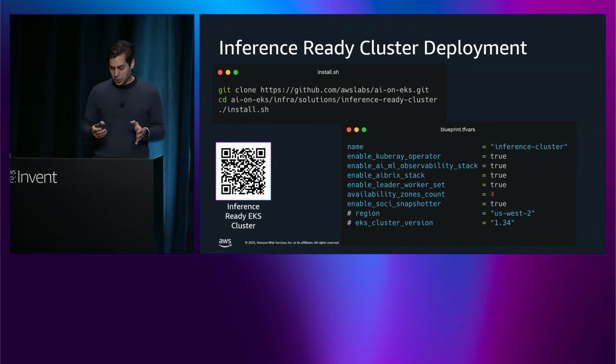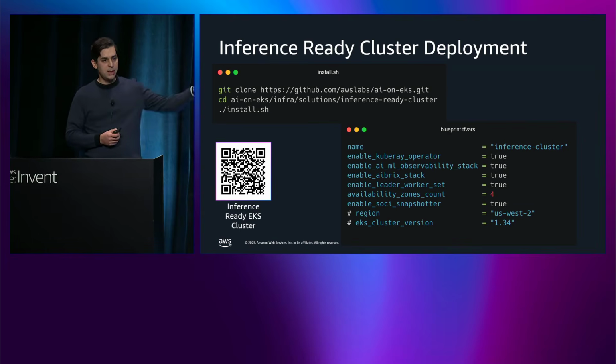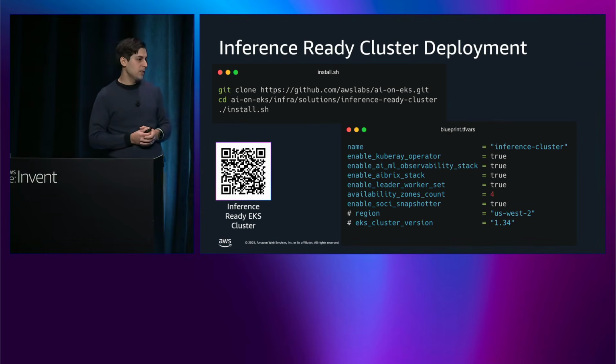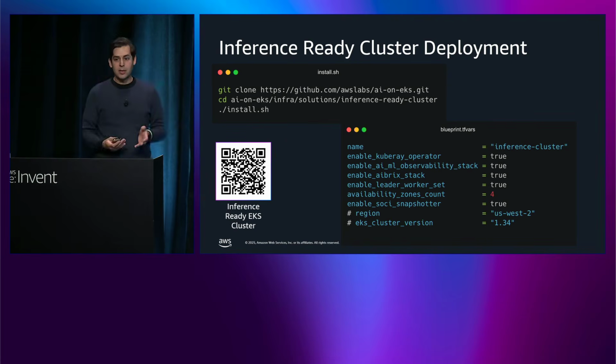And then I just want to show you how easy this is. 3 lines: you clone our repo, you CD into the infrastructure, and then you run this install script. And what this does, if you look on the right there, is this is a file that's available in every one of our infrastructures. This is our customization. So basically, you can see we have these enable lines. That's the modularity we talked about.